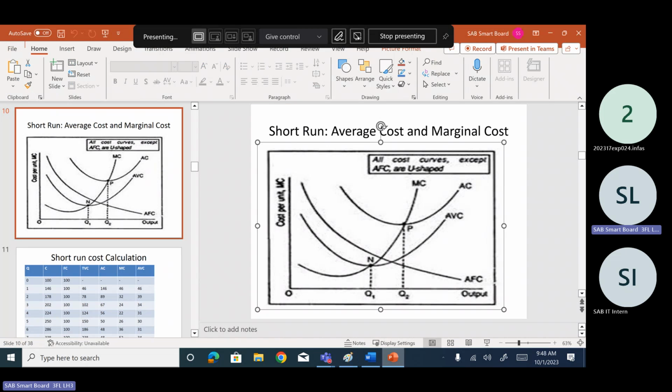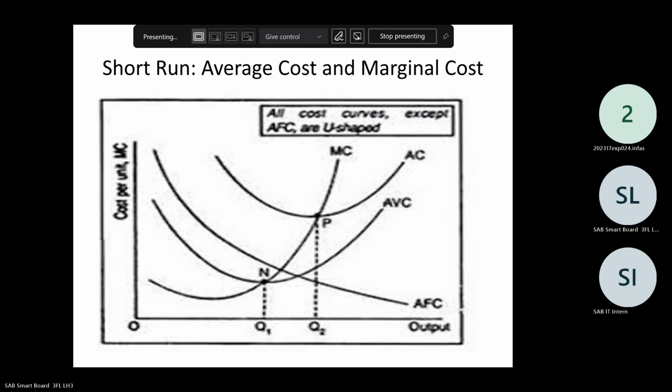So we draw the average cost curves, the average variable cost curve, and the average total cost curve above the average variable cost. But the important thing is that the marginal cost curve goes through the minimum point of the average variable cost and the average total cost. So when you draw the marginal cost curve, it should go through the minimum point of the average variable cost and the minimum point of the average cost.